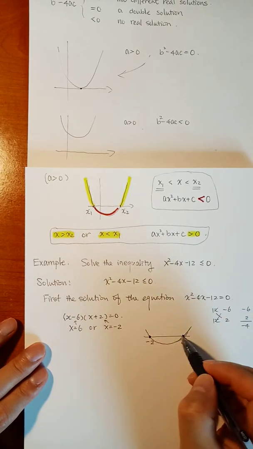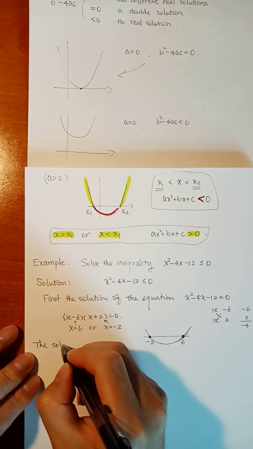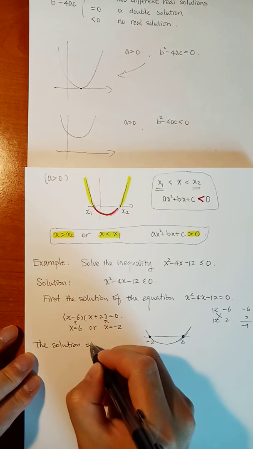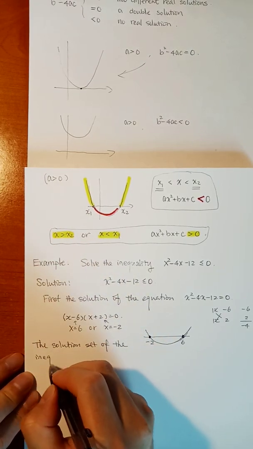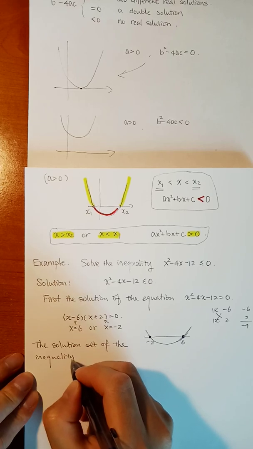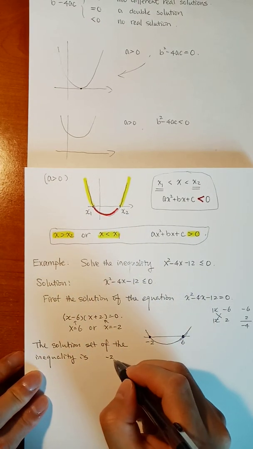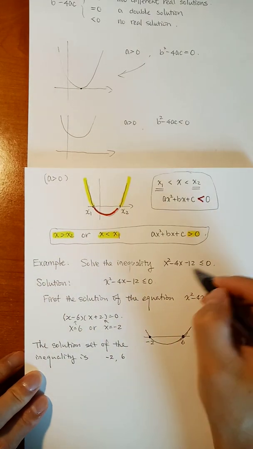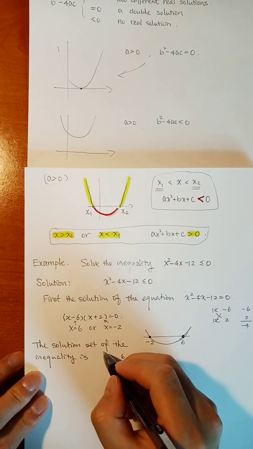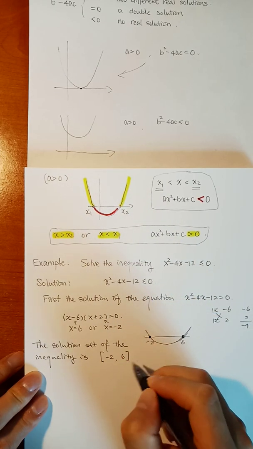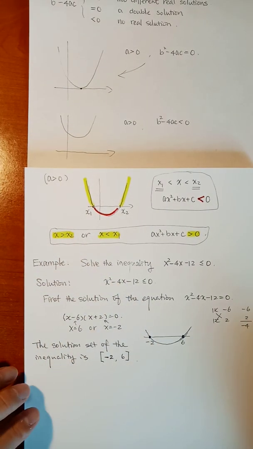So the solution set will be the interval. So the solution set of the inequality is from negative 2 to 6, negative 2 to 6. Because this inequality contains the equal sign, you're going to use brackets. So this is the answer.